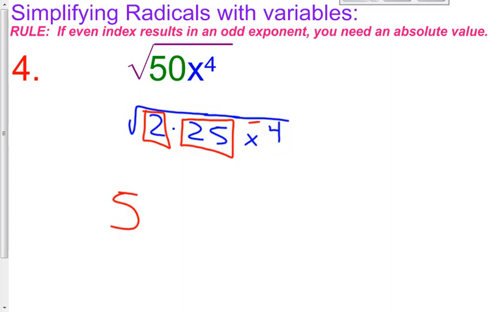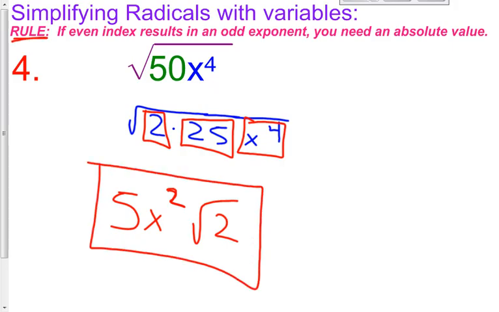And you can take the square root of x to the 4th. It is x squared. And then you still have the square root of 2 underneath your radical. Your result is an even exponent, so you don't have to worry about this rule. So this is your answer: 5x squared, square root 2.